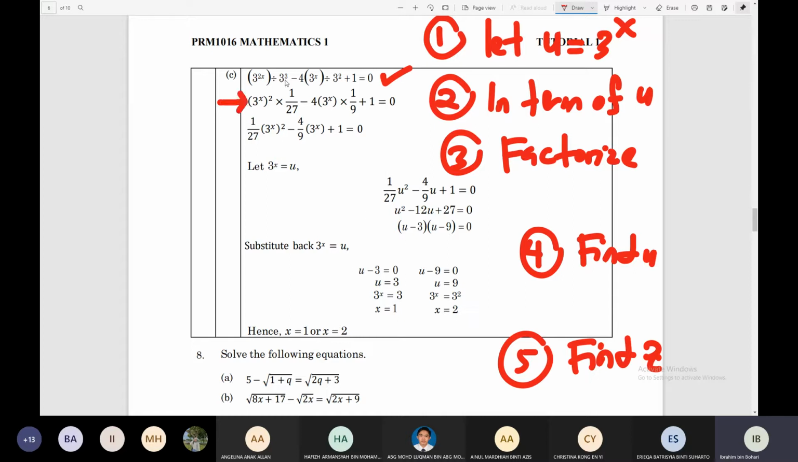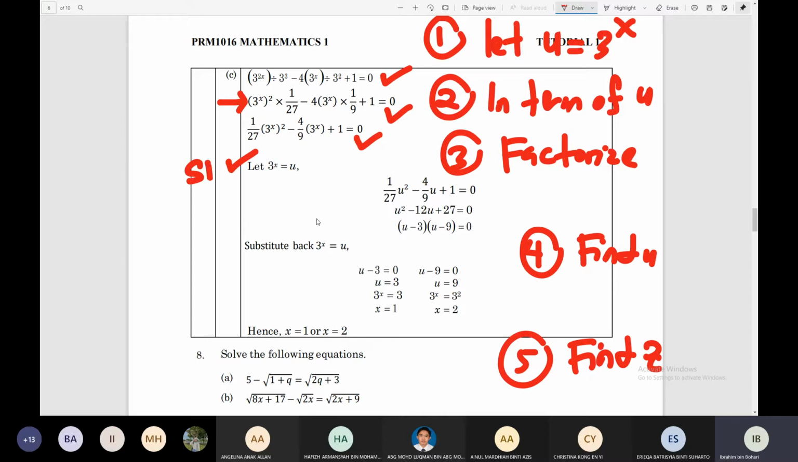And 3 cubed times 1 over 27 and divided by 3 squared times 1 over 9 and plus 1 equals 0. Okay. And here equals 1 over 27 times (3 to the x) squared minus 4 over 9 times 3 to the x plus 1 equals 0. So first step, you let u equal 3 to the x power. I show this step by step, it is easier.